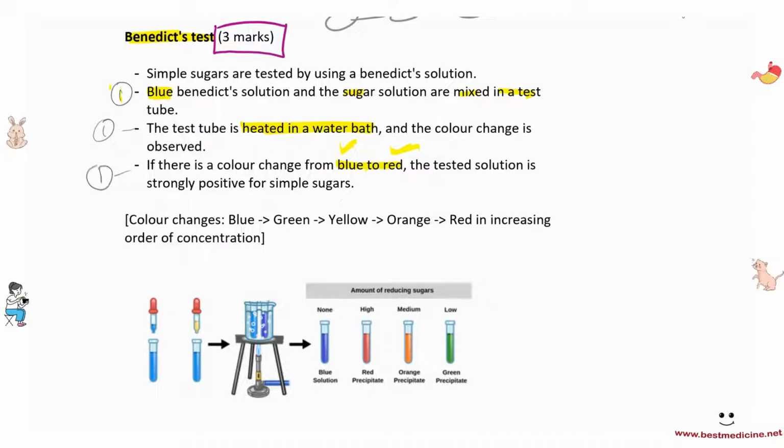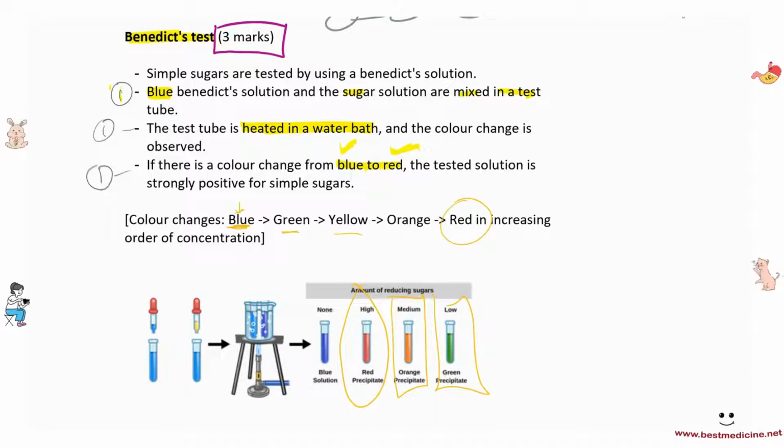So 1 mark for mentioning Benedict solution, 1 mark for saying it is heated in a water bath, and 1 mark for saying that the color change is from here to here, right? If color change occurs, then the sample is positive, while if the color change does not occur, if it remains blue, then it is negative. The color change really goes from a spectrum of blue to red in the increasing order of concentration. So blue would mean no sugars because it's not changing. Becomes green, that's a little bit of sugar. Yellow is a medium amount of sugar, and then red would be the highest.